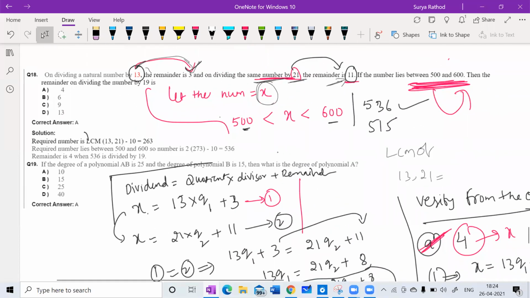This is my error. Look at this here, 536, right? When you are dividing with 13, it is giving 3 as a remainder. When you are dividing with 21, it is giving me 11 as a remainder. Okay, 11 as a remainder.